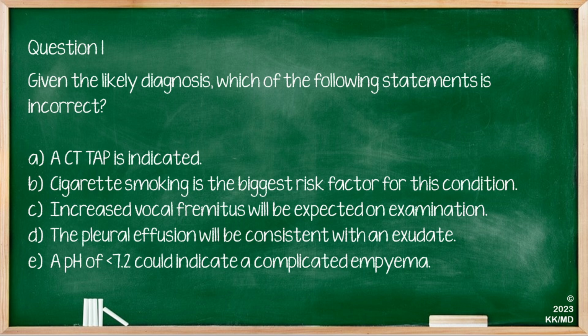So the only thing that is going to be left that will be the incorrect option here, which would be the correct answer, is option C, which is saying that you would expect increased vocal fremitus on examination. That is incorrect because your vocal fremitus will be reduced in the case of a pleural effusion.